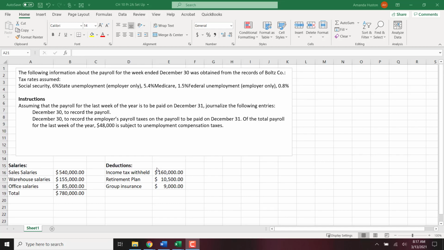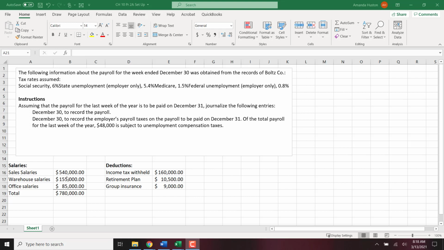This is Chapter 10, Problem 2A. The following information about payroll for the week ending December 30th was obtained from the records of Volt's company. Tax rates are assumed as below: Social Security tax 6%, state unemployment tax employer only 5.4%, Medicare 1.5%, and federal unemployment employer only 0.8%. Assume the payroll for the last week of the year is to be paid December 31st. Journalize the following entries. Record the payroll on December 30th.